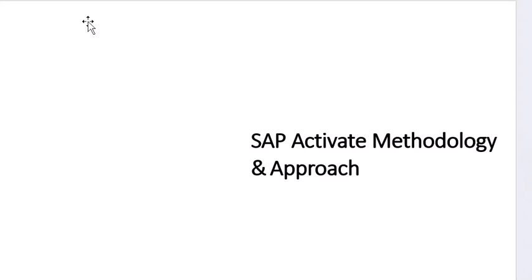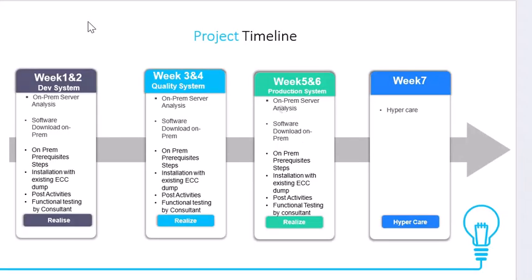Now, which methodology, like how you are going to deploy this one. For that, we are using the SAP Activate methodology and approach. So, project timelines, week 1 to week 7. First of all, you have to identify how many weeks this project is going to take, right? In this scenario, I have created week 1 to week 7.